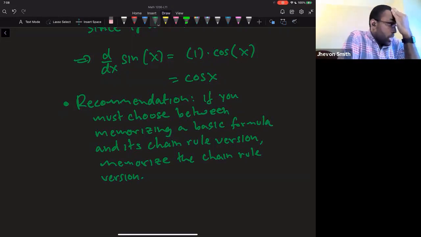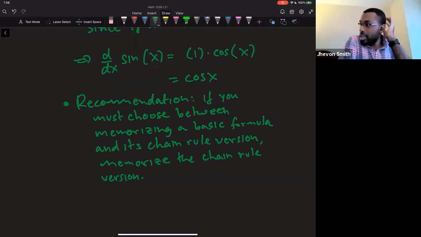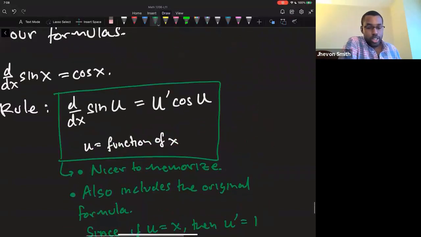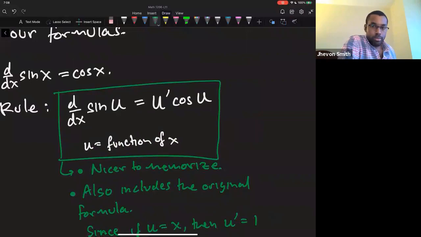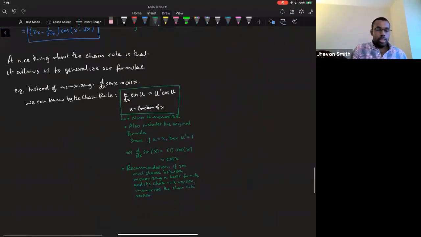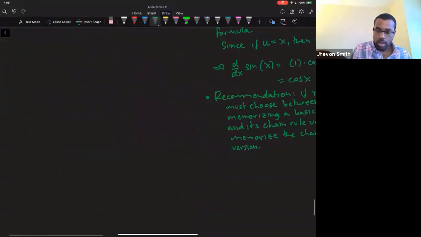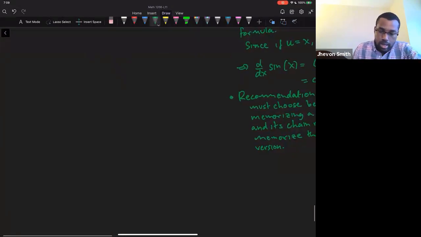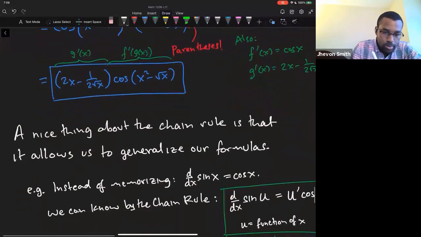So I know not everyone is into memorizing stuff. So if you can cut down on your memorization, it'll be nice. So if you're like, I don't want to memorize the version in X and the version in U, I would memorize the version in U because it also includes the version with X's. It's more general than the version with just the X, and it includes the version with the X. So I would memorize that. You can get away with a lot more. You can compute a lot more things. So that would be a recommendation of mine, and let's continue.